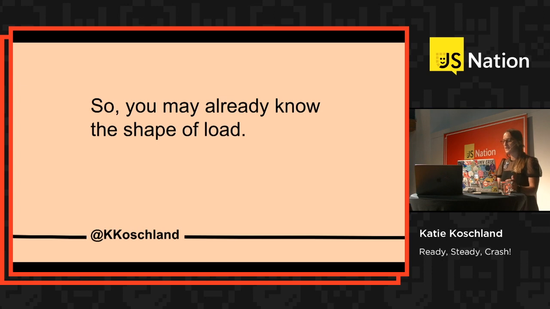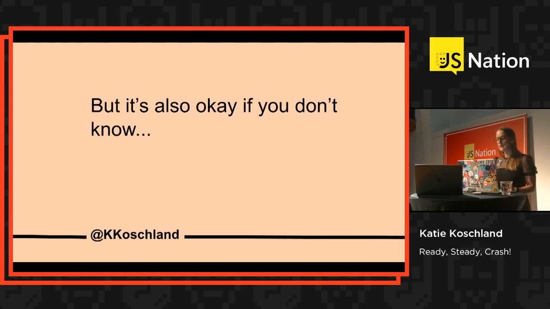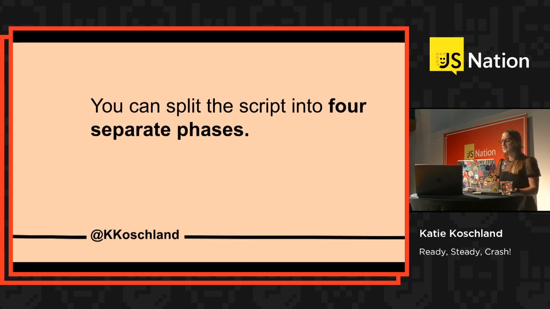So if your application's already in production, you might already know the shape of load that you want to test. But it's also okay if you don't know about the shape of load for your application. As the BizOps API was still in the development stage, it was difficult to predict the number of concurrent requests and how they'd ramp in over time. However, this was really crucial if I wanted my script to be as robust as possible. If this is the case, you might want to consider splitting your script into 4 phases.